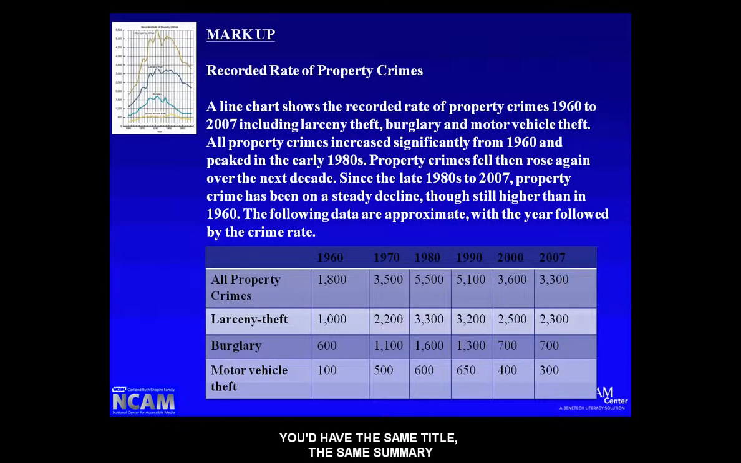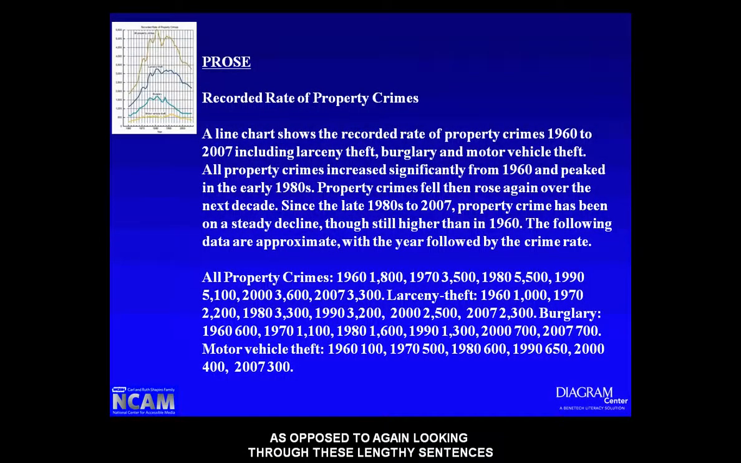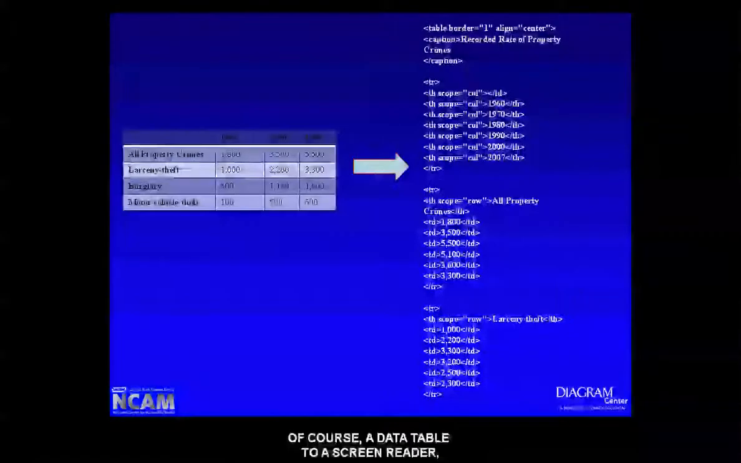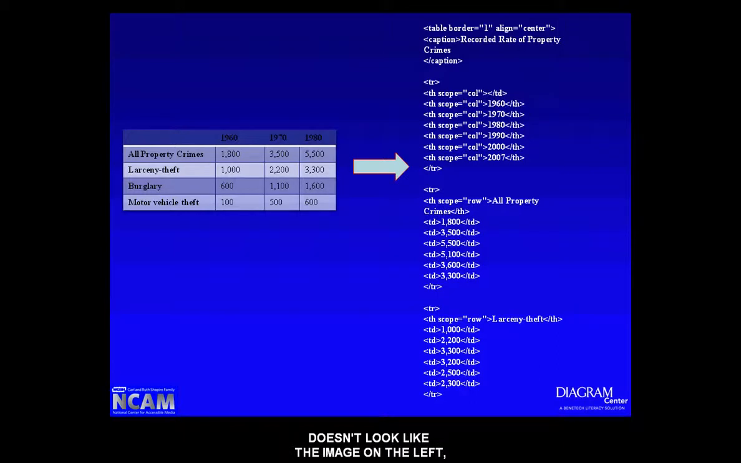And this is what it would look like here. You'd have the same title, the same summary, and then a much more navigable, user-friendly data table where someone could, for example, find the burglary information immediately and then move year to year, or find all the year information and do a comparison that way, as opposed to looking through these lengthy sentences of numbers and numbers and numbers. Much better to put it in a format such as a data table. Of course, a data table to a screen reader doesn't look like the image on the left. It looks like the code on the right.